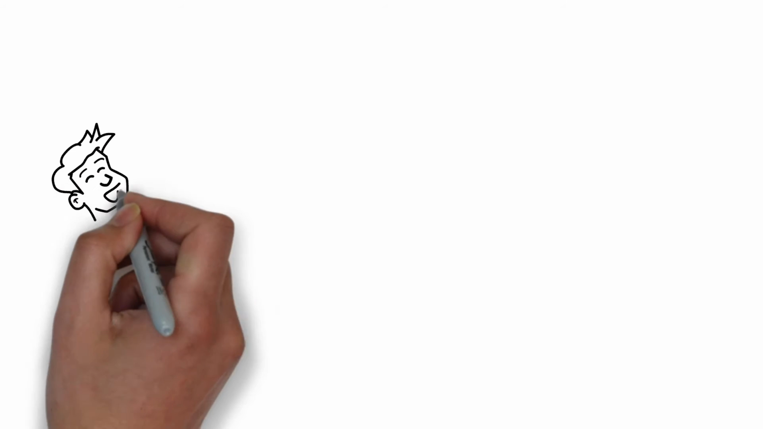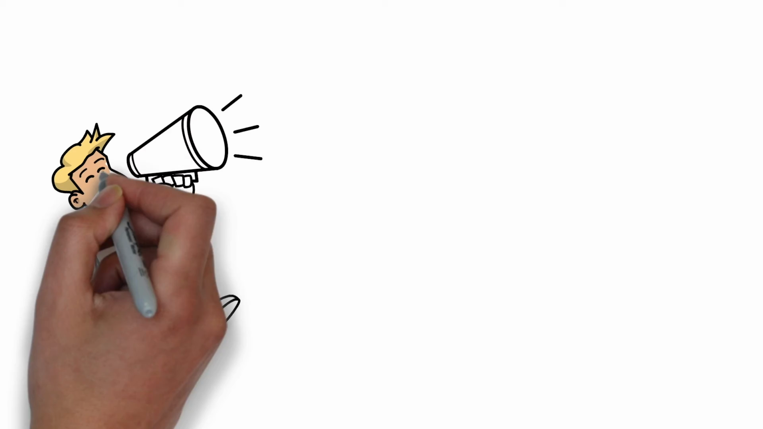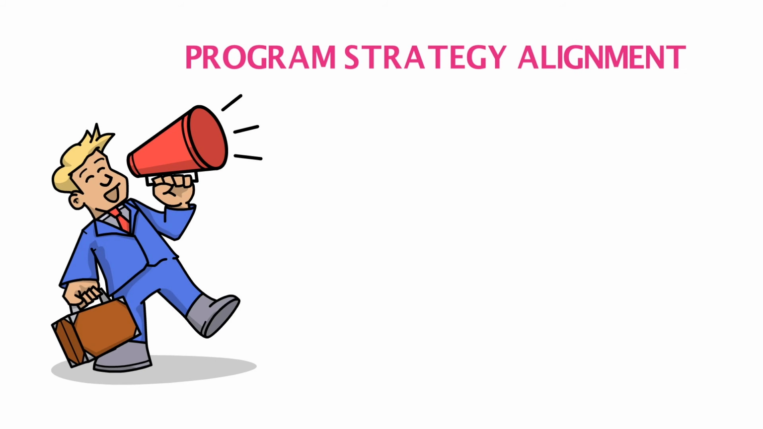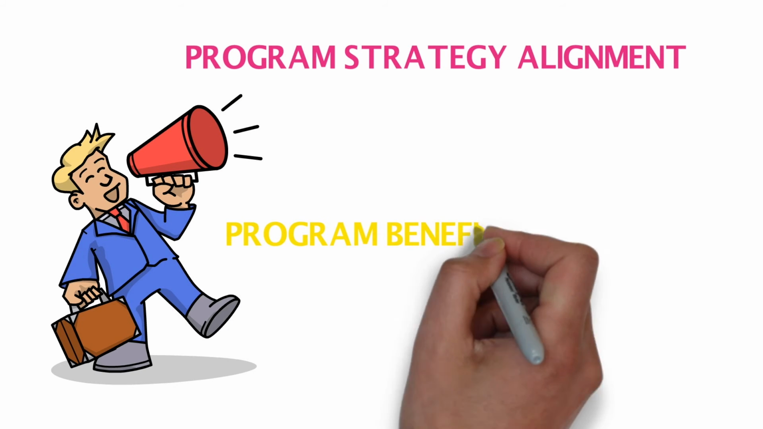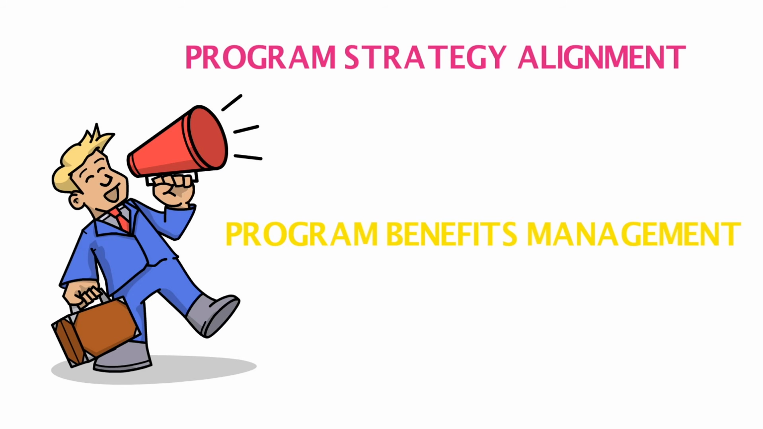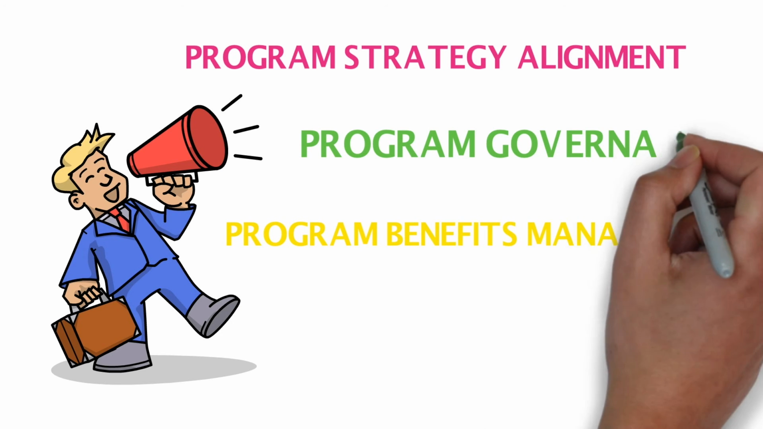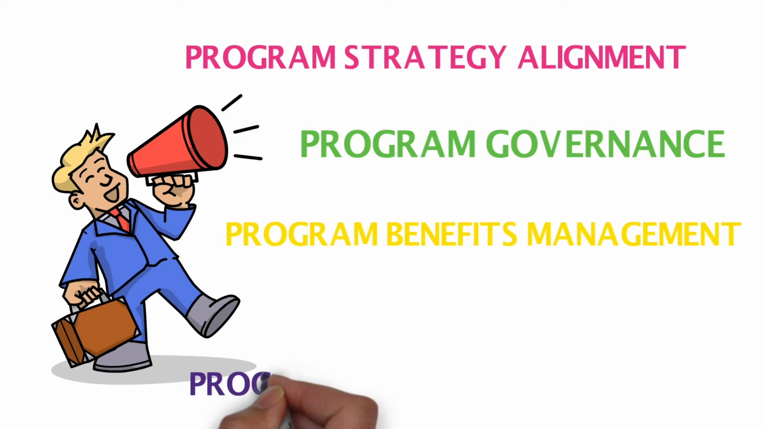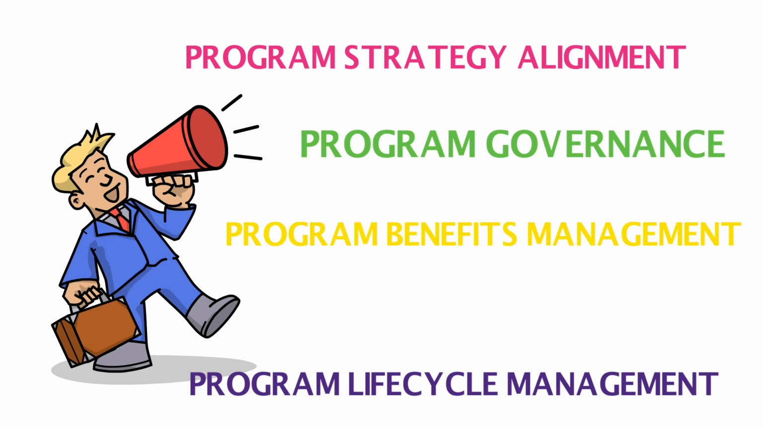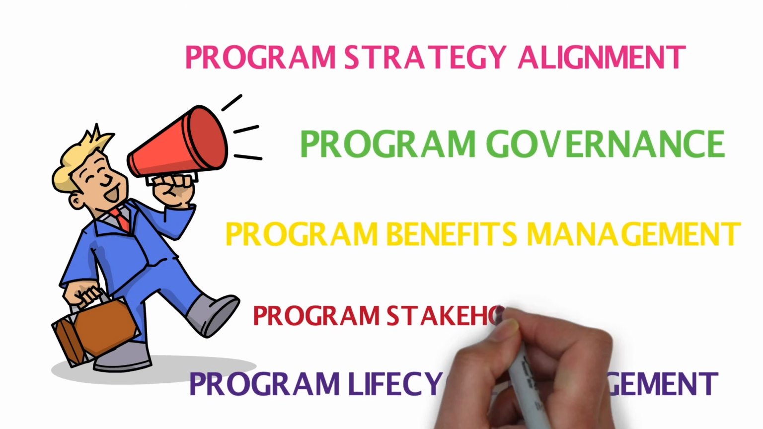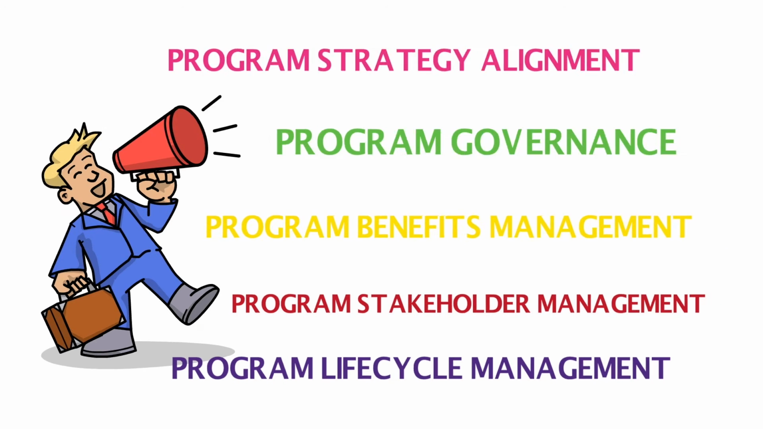Communication is also a vital part of managing programs. There are 5 performance domains for program managers according to PMI Standard for Program Management. There is Program Strategy Alignment, Program Benefits Management, Program Governance, Program Lifecycle Management, and Program Stakeholder Engagement. All 5 performance domains depend heavily on the communication skills of the program manager. A major theme in this program and in our courses ahead is the idea of feedback and understanding.